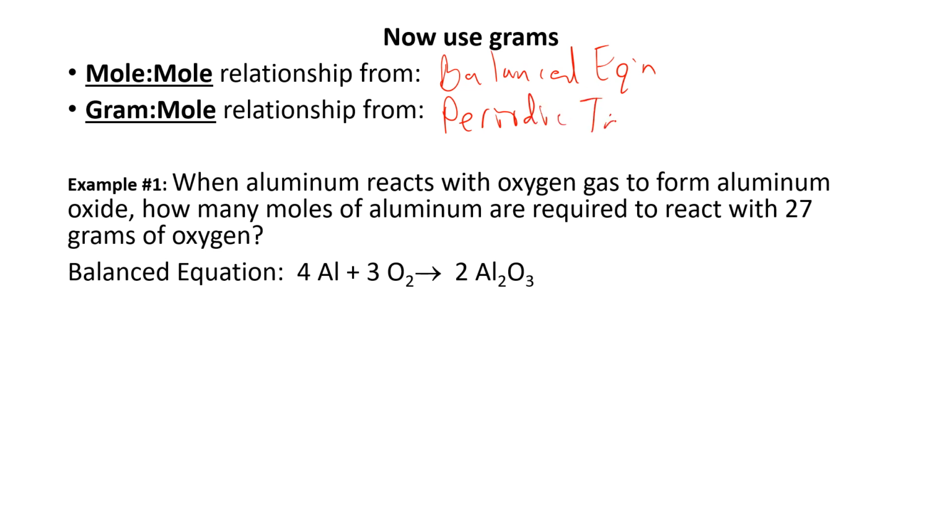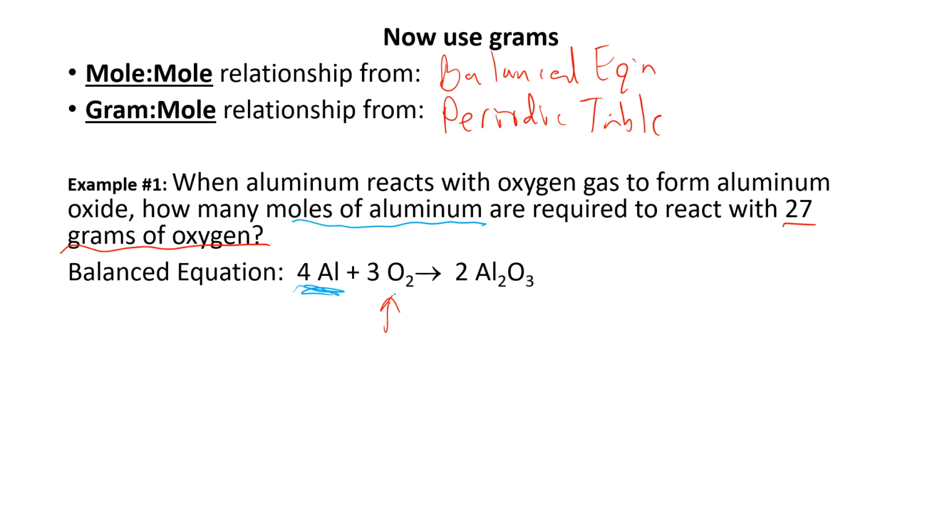That is where you need to start with your notes. All right, so here we have a balanced equation where there's 4 moles of aluminum and 3 moles of oxygen, and they form 2 moles of aluminum oxide. And the question's asking us if we have 27 grams of oxygen. So we're starting with 27 grams of oxygen, which is right here. And it's asking us how many moles of aluminum are needed. So the question is asking us for moles of aluminum.